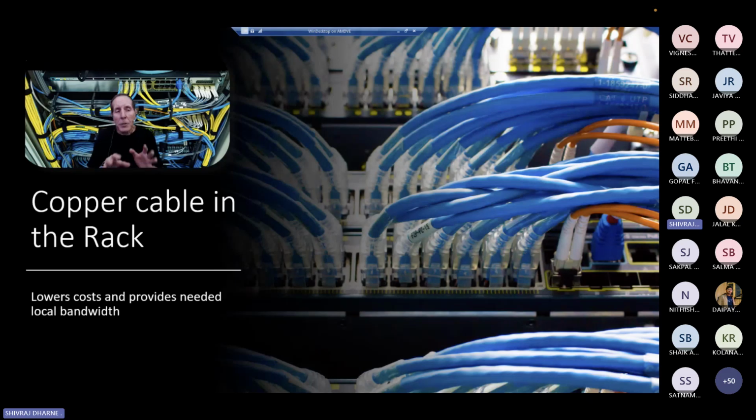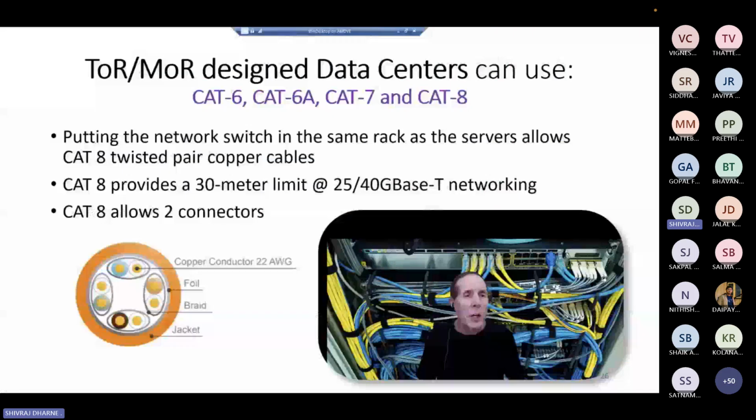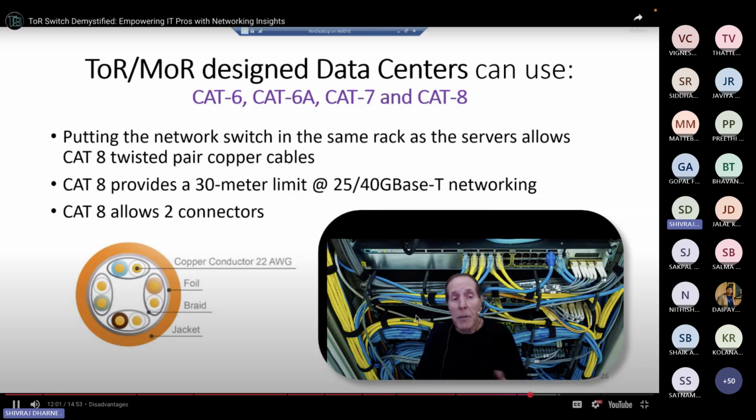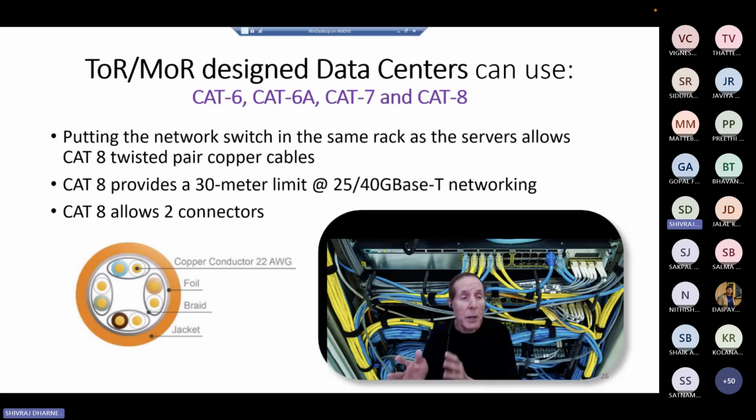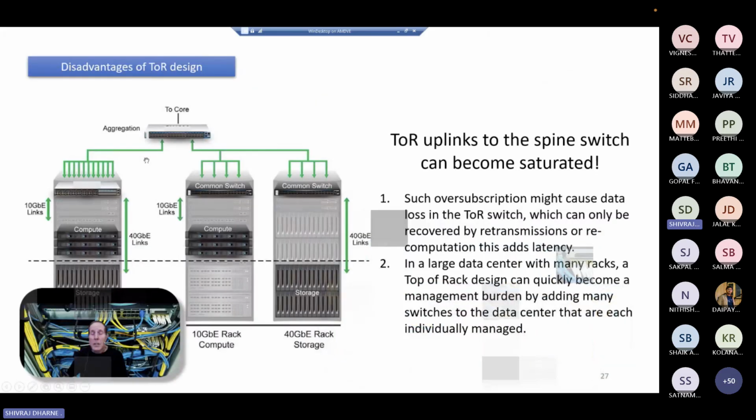Keep in mind, using copper cable or twisted pair in a rack lowers that cost, but still provides high bandwidth. When you use a ToR or more designed data center, you still can use Cat 6a, Cat 6, Cat 7, Cat 8. Remember, Cat 8 is growing in its use in a data center. It provides 30 meters at 25 or 40 gig base-T networking and allows up to 2 connectors between one end and the other.